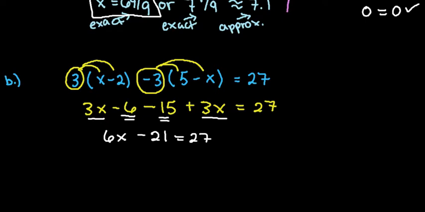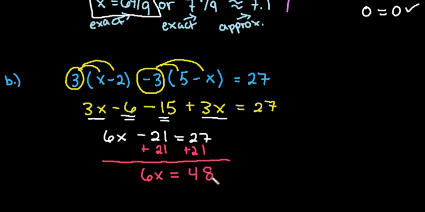Okay, and again, there's multiple ways that you can do this. Since my variable term, the coefficient, is positive, I'm just going to leave it on the side that it is on, and I'm going to move the negative 21 to the opposite side by adding 21. You really don't have to show this step. You could do this in your head. Just be careful when you're doing stuff in your head that you don't make mistakes, especially if they're opposite signs. So we end up with 6x equals 48. And then if I divide both sides by 6, we end up with x equals 8.